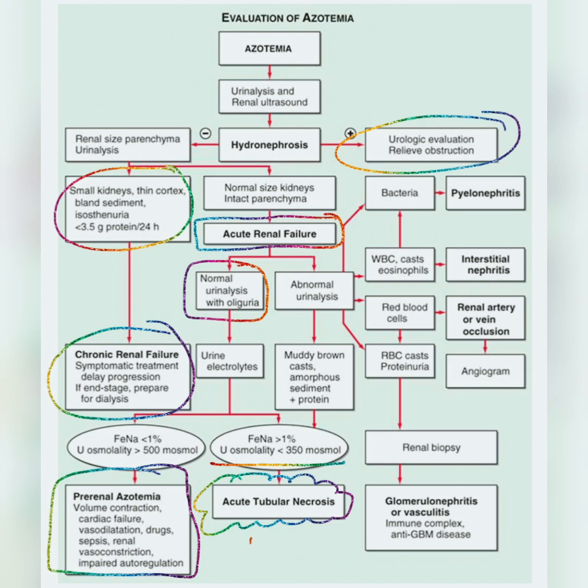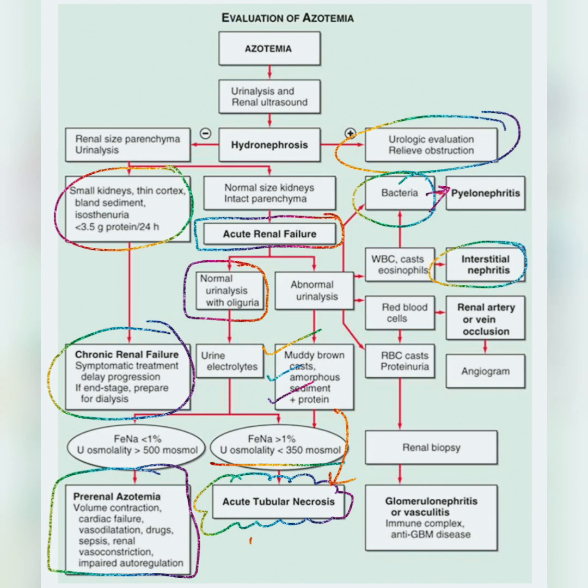Now, that is if the urine analysis is normal, but the urine analysis can also be abnormal. If suppose there is a muddy brown cast, amorphous sediments and proteinuria, even then the diagnosis is acute tubular necrosis. You have to know that in acute tubular necrosis, the urine analysis may be normal or abnormal. So if we find bacteria, the diagnosis is pyelonephritis, and you have to treat the infection with antibiotics. And if there is an eosinophilic cast, WBCs, then the diagnosis is interstitial nephritis.